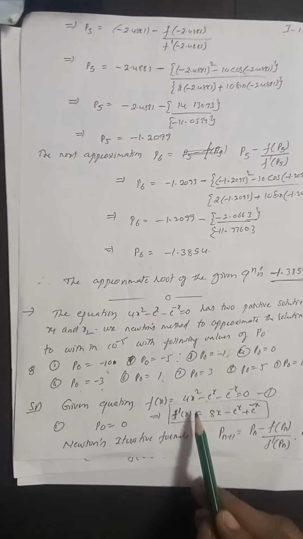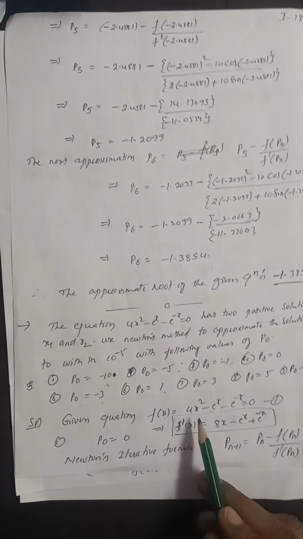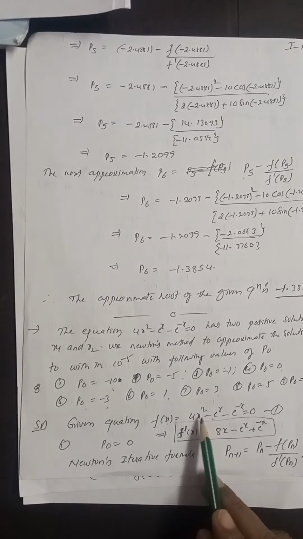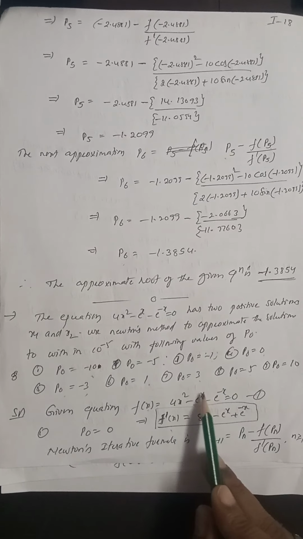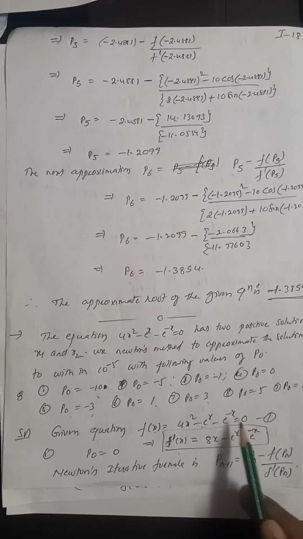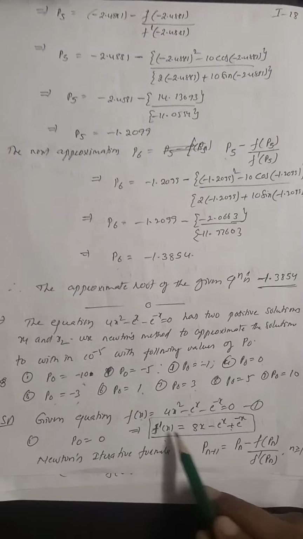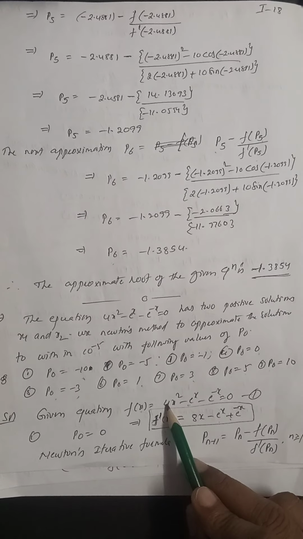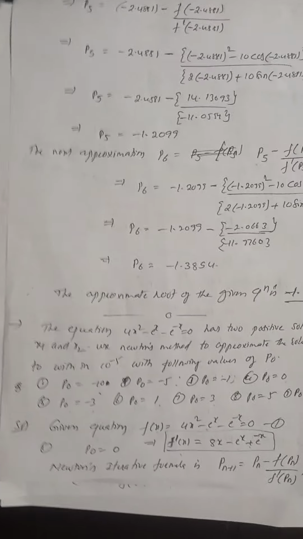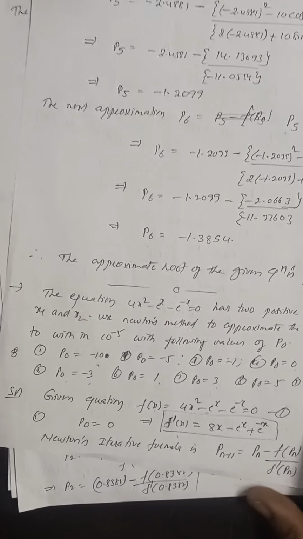F dash of x is equal to what? Differentiation of 4x square is 2 into 4, that means differentiation of x square is 2x, no? 2 into 4 is 8x. Differentiation of e power x is e power x only. Differentiation of e power minus x is e power minus x into minus 1. That's why I got plus here. This is the derivative of the function f of x. Here f dash of x is equal to 8x minus e to the power of x plus e to the power of minus x. Remember this one.